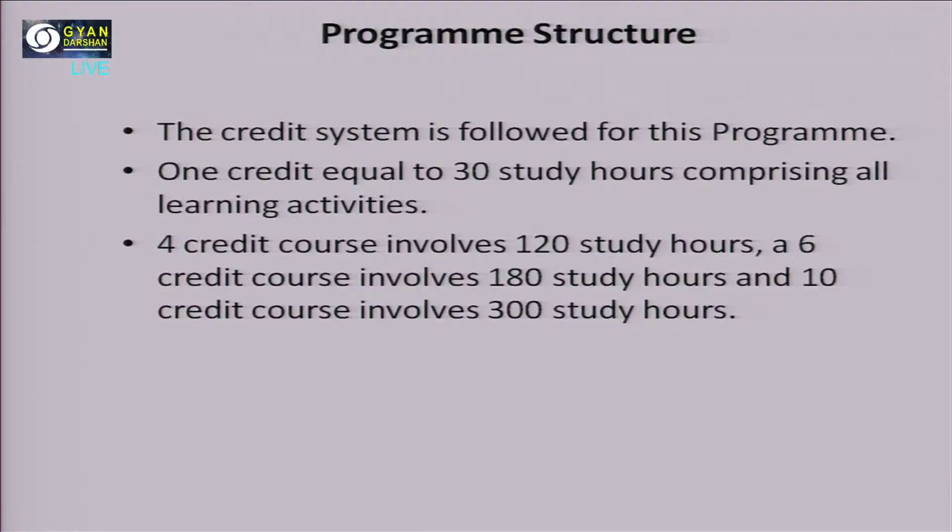So now let's talk about the program structure. The credit system is followed for this program. 1 credit equals 30 study hours comprising all learning activities. A 4 credit course involves 120 study hours. A 6 credit course involves 180 study hours, and a 10 credit course involves 300 study hours. That means each credit is 30 study hours. It includes different study activities and other curriculum activities.